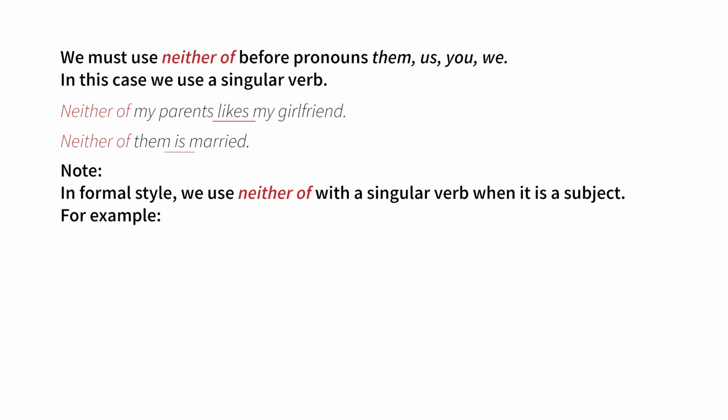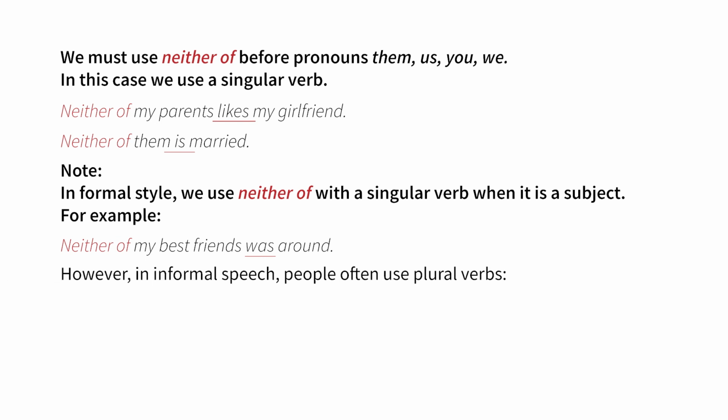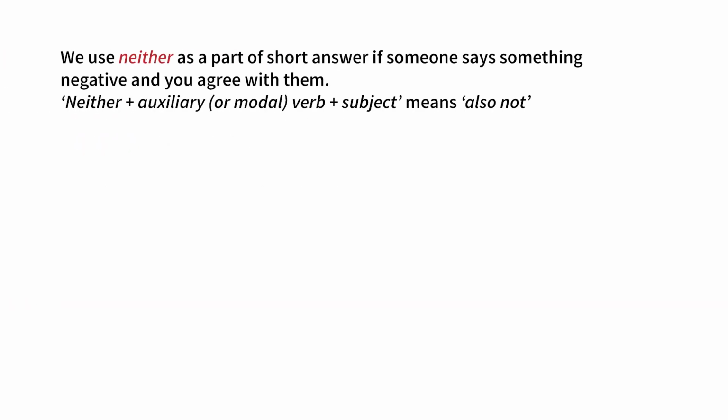For example, neither of my best friends was around. However, in informal speech, people often use plural verbs. Neither of them were interested in going to university. We use neither as a part of short answer if someone says something negative and you agree with them. Neither plus auxiliary, or modal, verb plus subject means also not.